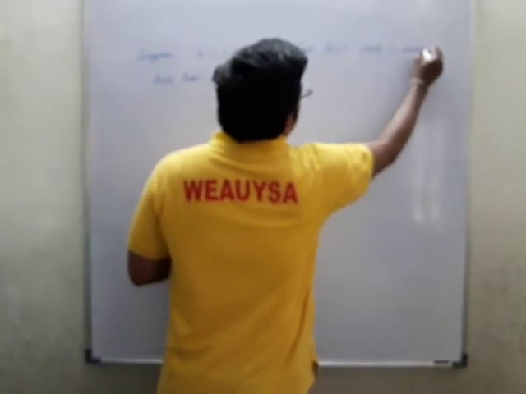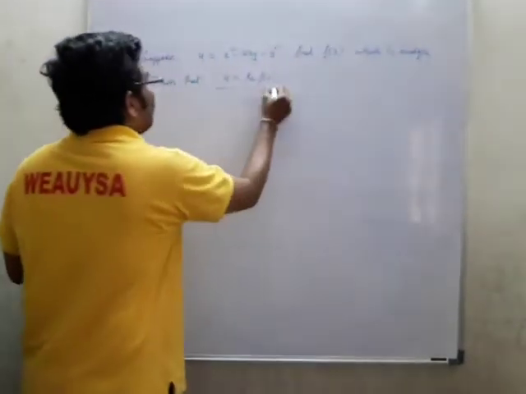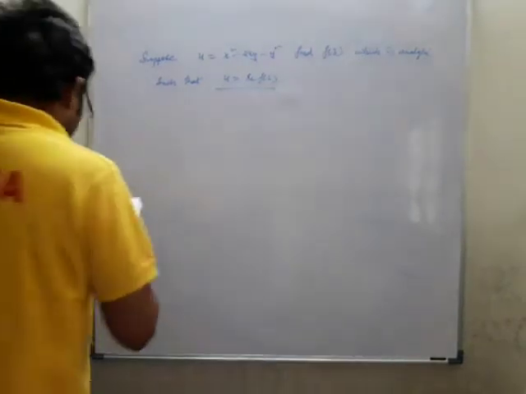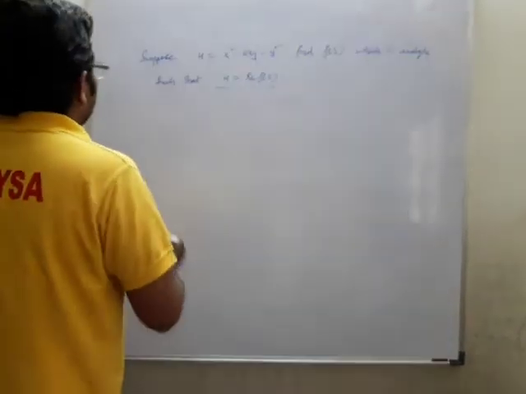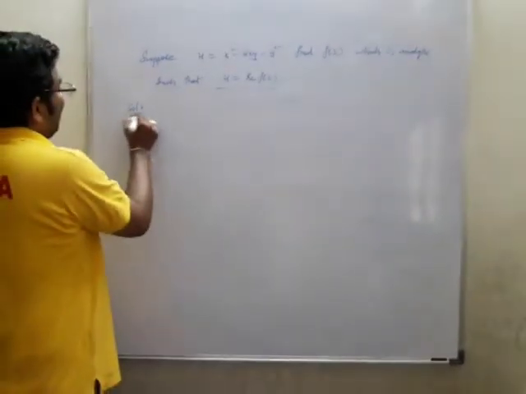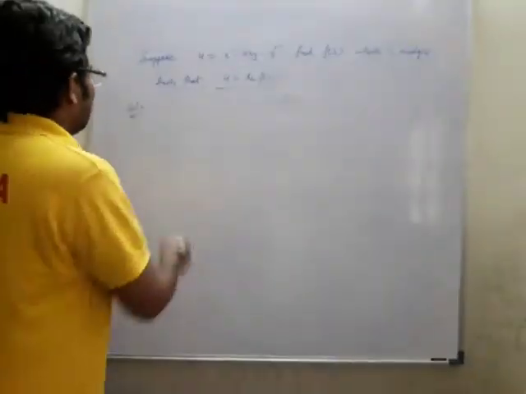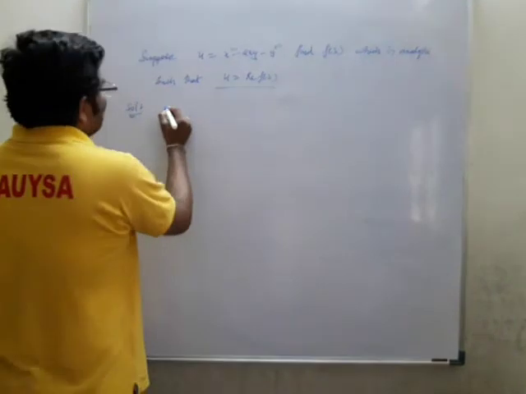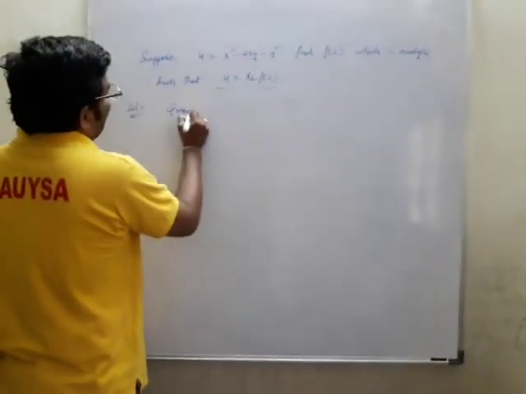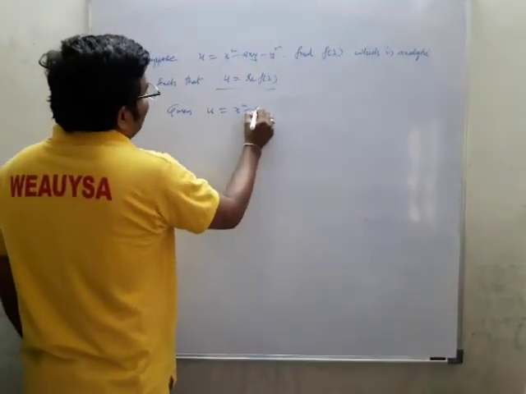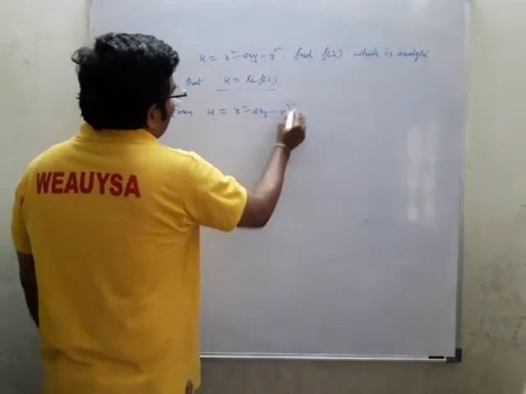Such that u is equal to the real part of f of z is given. So first of all we should find out whether it is analytic or not. If it is satisfying the harmonic condition, then it is analytic. So what is given here: u is equal to x square minus 2xy minus y square.